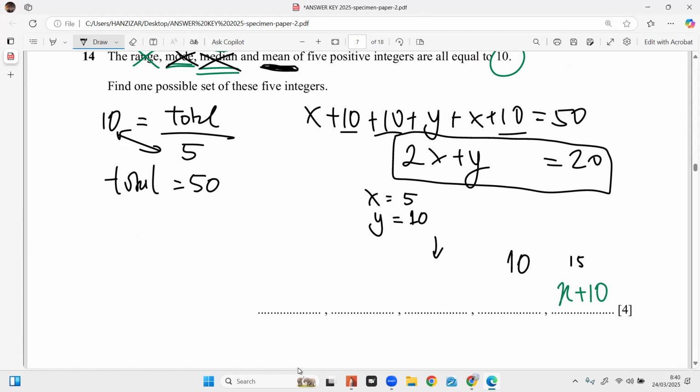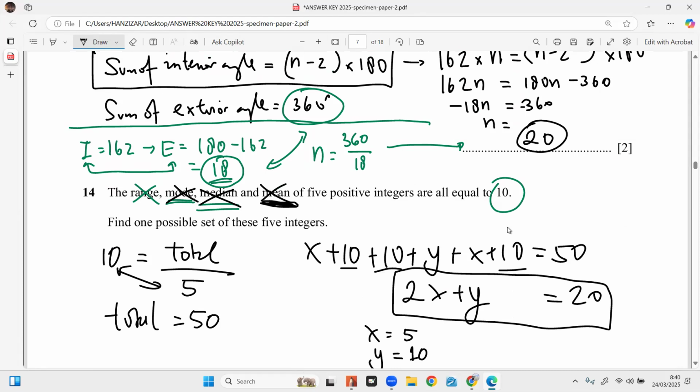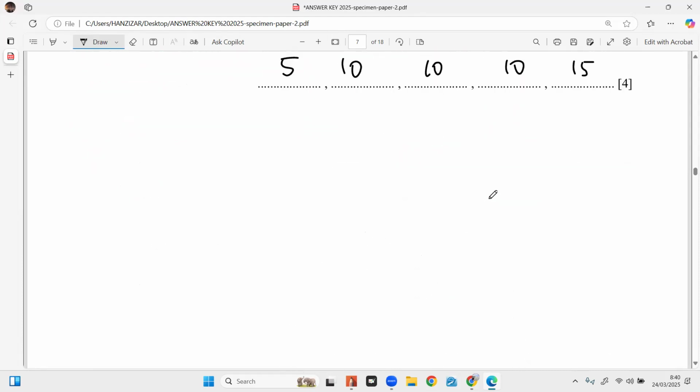5, triple 10, 15. I think of the easiest way so everyone can solve it without just guessing. You can guess actually, but if you guess right, why not? It's 4 marks, guys, so it requires at least 3-4 steps of thinking. Okay, and we cross out the thing that we already did. Cross, finish. Next.